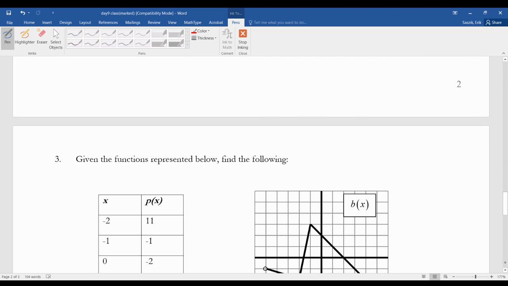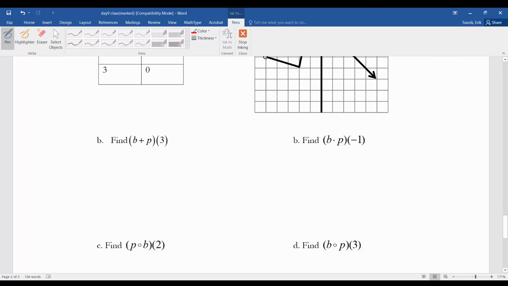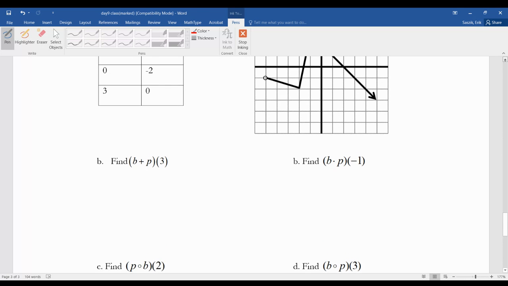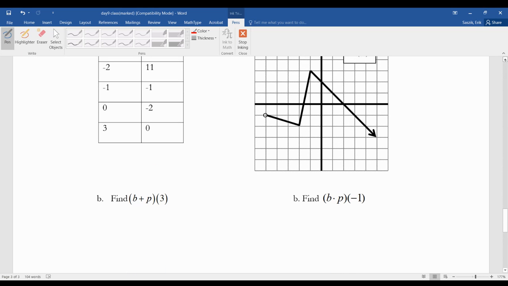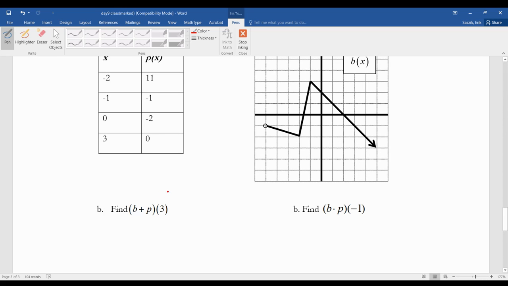Okay, one more page. So we got the p function on the left with the table. We got the b function on the right with the graph. So here we got to do b of 3. Remember, this is the input or the x. So b of 3 means I go 1, 2, 3 because this is the x-axis.